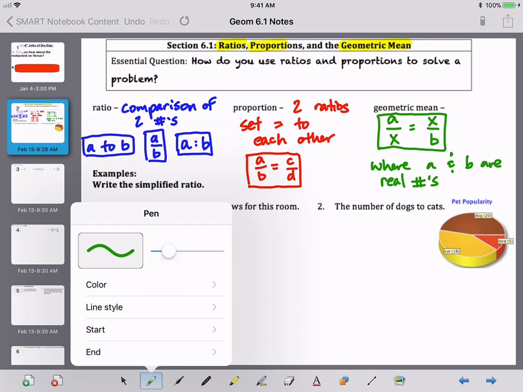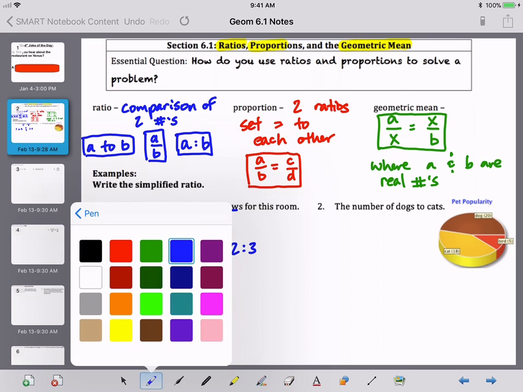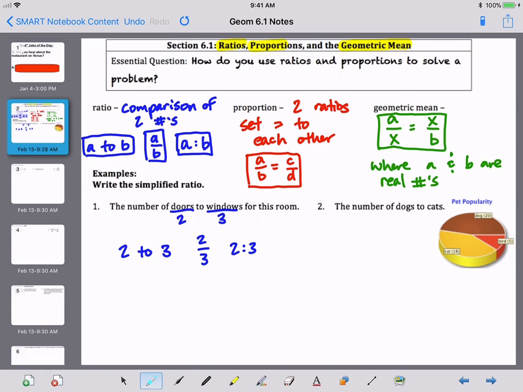So just as a couple of quick examples, we're going to write some ratios. First, for the number of doors to windows for this room. If we include the two windows by the door up front, the one in the back makes 3 windows in this room, and then there are actually 2 doors in this room. So that ratio would be 2 to 3, or you could write it as a fraction, or you can write it with a colon.